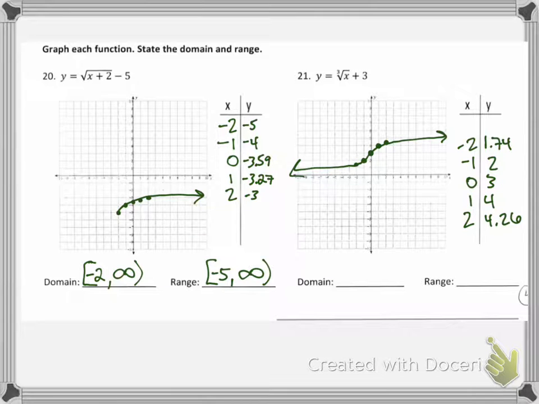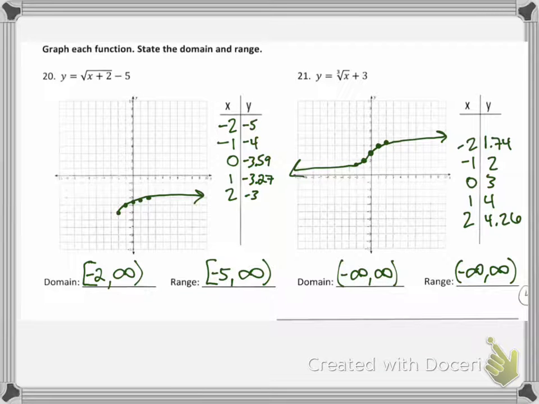Now, here's the beauty of these functions. If you get a cubed root, domain and range, nice and simple. They're going to extend negative to positive infinity, both horizontally and vertically. So again, that's your quick refresher on how to graph. If you're not sure how to punch things into the calculator, that's definitely something you're going to want to ask me in person before you take your test on Wednesday.